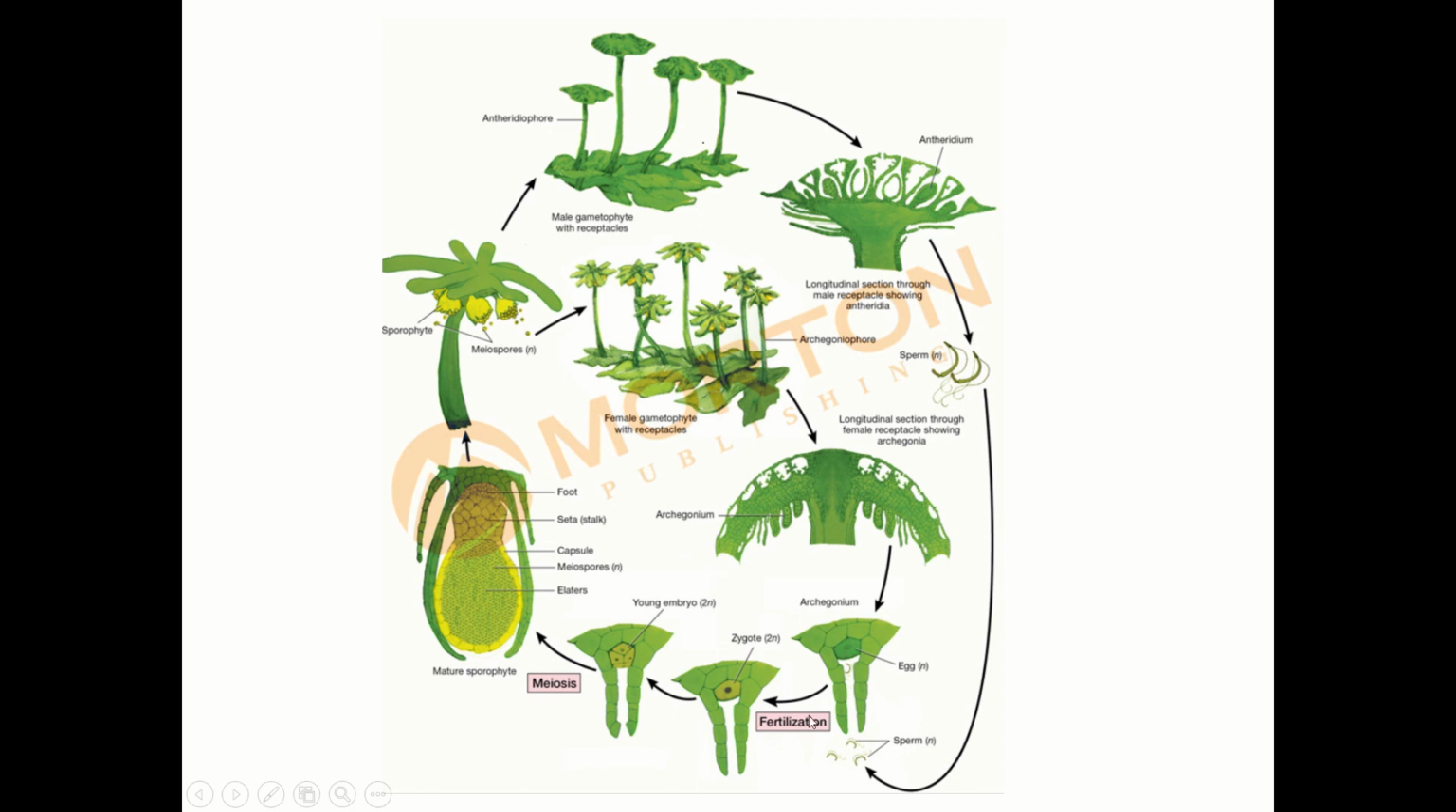Sperms will come in contact with the egg, and the fertilization process will take place, which will form the zygote. Then it will undergo meiosis and produce the mature sporophyte plant. This mature sporophyte will again form the sporophytic plant. Again they will produce the gametophyte, again the sporophyte. So this is called the alternation of generations.